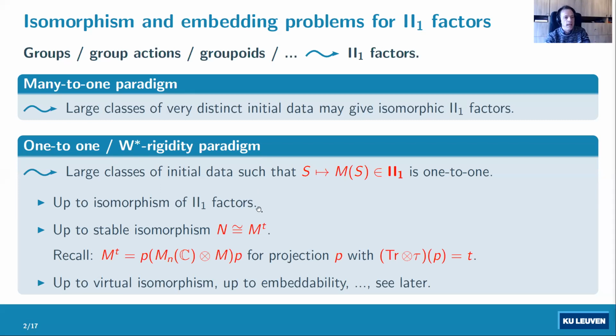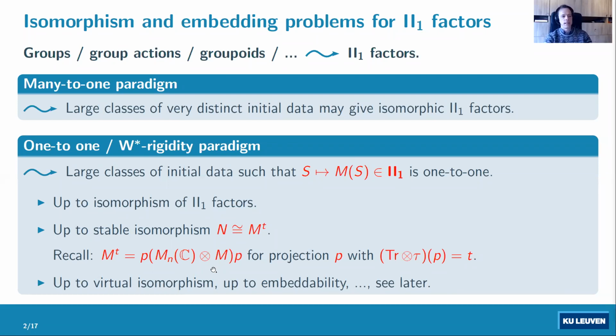Of course, there is plain isomorphism of II_1 factors. Very often there will be stable isomorphism of II_1 factors. II_1 factors can be amplified by a positive real t. When t is an integer, you just take n by n matrices over the II_1 factor. In general, you pick a projection of the right trace in n by n matrices, and you take this corner. In this way, you build an amplification, say t by t matrices over M. Stable isomorphism between N and M means that N is isomorphic with this t amplification of M for some positive t.